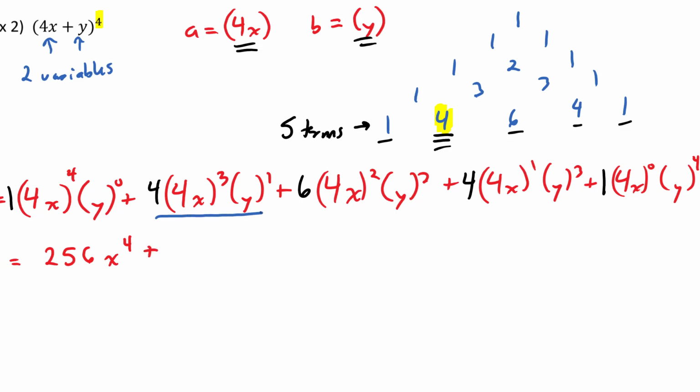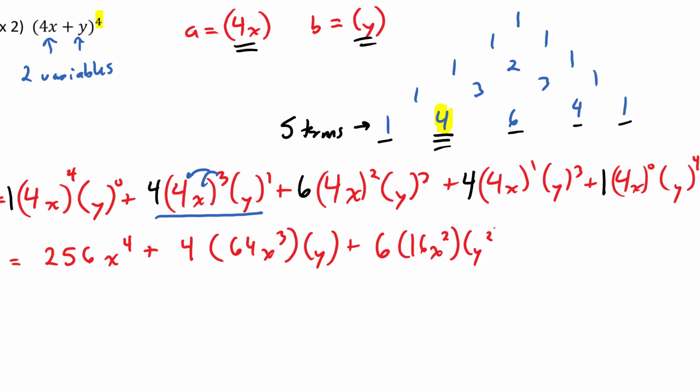We have to combine all of these together. We have 4 cubed. Remember, this goes not just to the x, but also to the 4. 4 cubed. 4 times 4 is 16, times 4 is 64. X cubed, y. Next up, we have 6. 4 squared is going to be 16x squared, y squared, plus 4x, y cubed. And lastly here, we have this value and this value is just equal to 1, so this is y to the exponent 4.